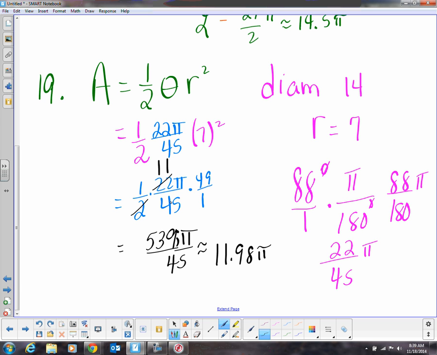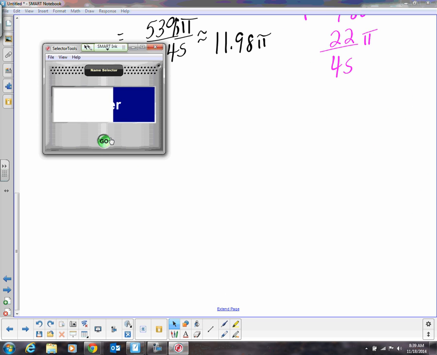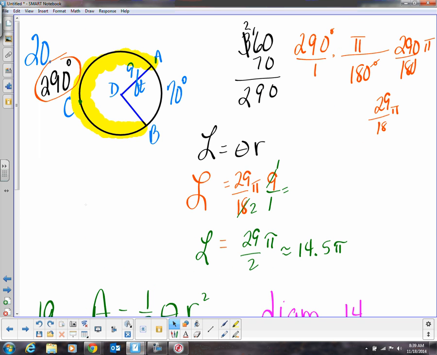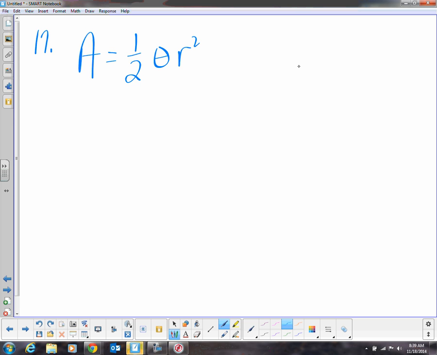Yes, Miriam? Number 17 said, if the diameter of a circle is 5 inches, find the area of the circle. A equals 1/2. All right. So I said a key word, and what was that key word, Albert? Area. So that means for 17, we're going to use A is equal to 1/2 theta r squared. They told us that the diameter is 5. What's our radius? 2.5. What didn't they give us?